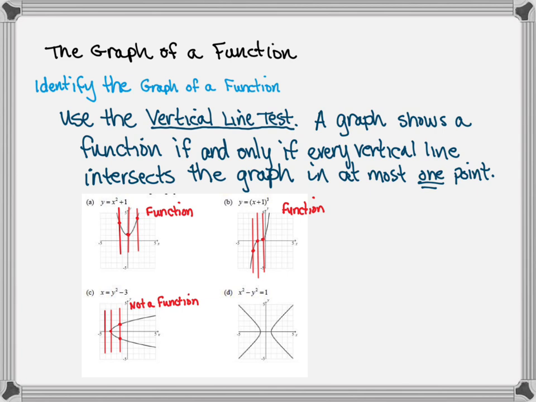Let's look at graph D. x squared minus y squared equals 1. So I can draw a vertical line here, intersects no points, that's fine. I can draw a vertical line here, it intersects at one point, also fine. If I draw a vertical line here, it intersects at 2 points, and I can draw many more vertical lines that intersect at 2 points. This graph is also not a function.